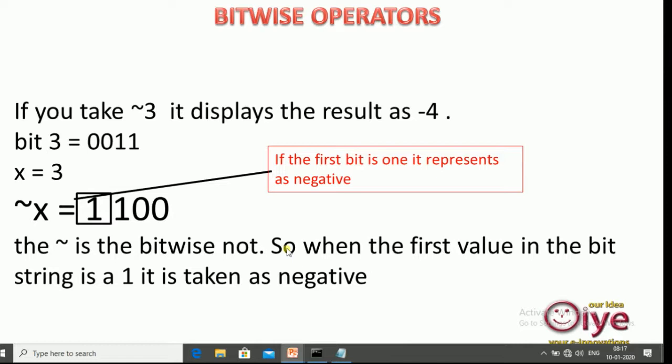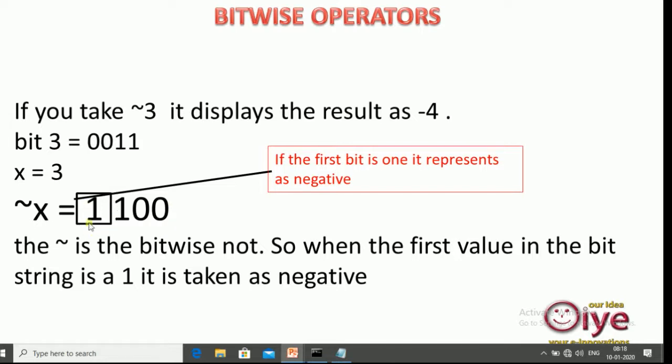If you take tilde 3, then it displays the result as -4. If you take tilde 4, it displays the result as -5. If you take tilde 10, it displays the result as -11. So how it works, why it displays the result in that way, that we will see. So the bit for 3 is 0011. If you take x as 3, then tilde x, that is not x, negation of x, equals 1100.